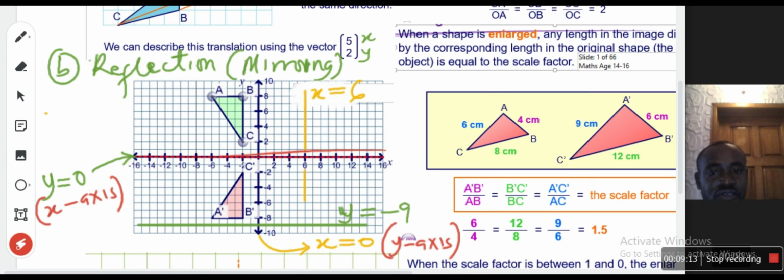Let me trace it again. You're back. You can see it now. Yes. What's this line that separates them? Y equals 0. It's the line of y equal to 0, which is the x-axis. So that's the mirror line.